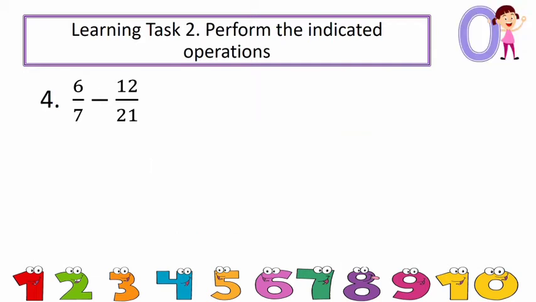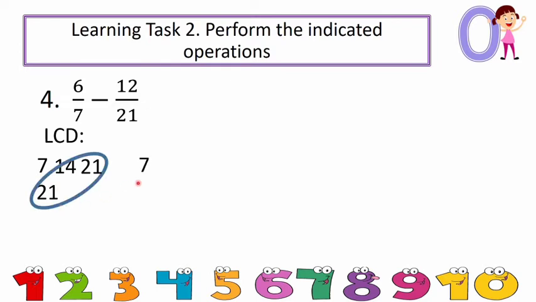Now for number 4, we have 6 over 7 minus 12 over 21. So again, we get the LCD. We can use the multiples. So get the multiples of 7. We have 7, 14, 21. So we stop with 21 because we already have 21, our second denominator. So the LCD is 21.